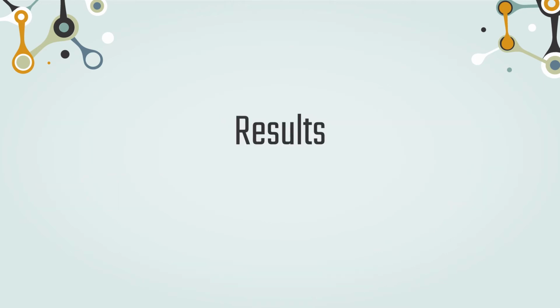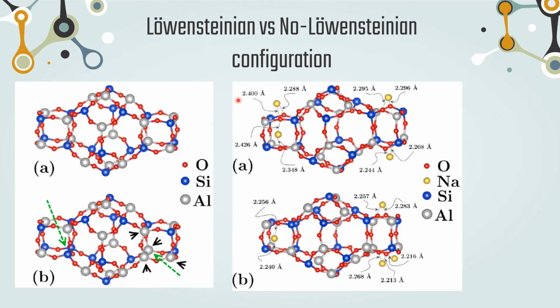Results. This figure sketches part of the non-optimized structures for the Löwensteinian and non-Löwensteinian configurations for sodic A zeolite. As can be seen, for the Löwensteinian, the silicon and aluminum atoms are uniformly distributed, while the non-Löwensteinian configuration has aluminum tetrahedra neighboring each other.